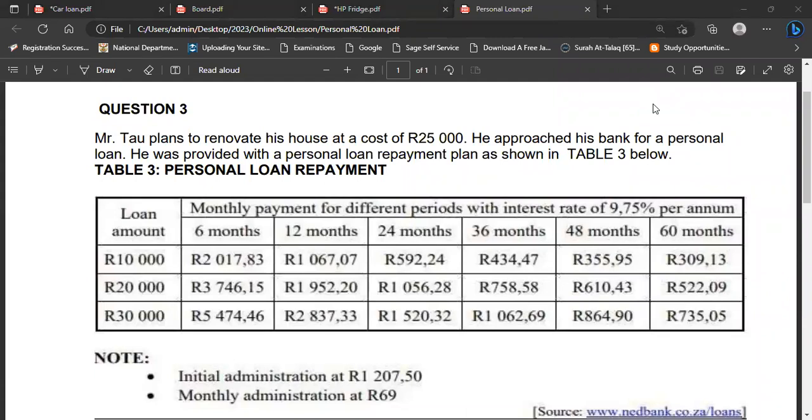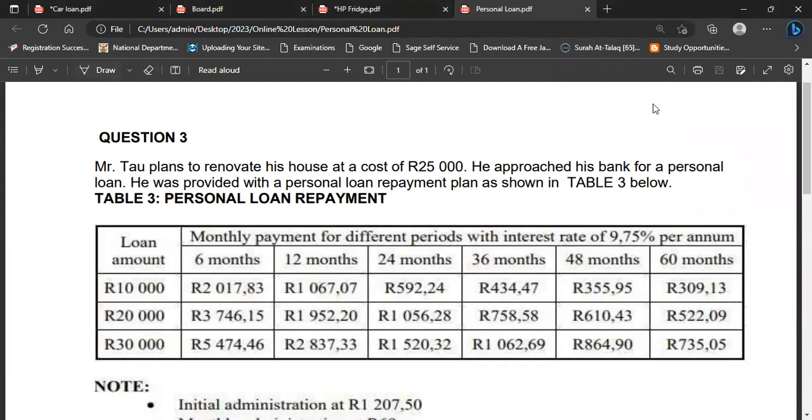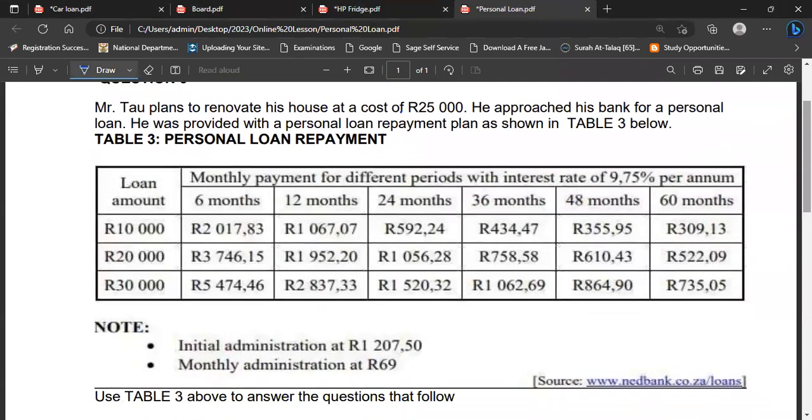Let's look at the personal loan. The person wants to renovate the house and he needs 25,000. He approached his bank for the personal loan. He was provided with a personal loan repayment plan as shown in table 3 below. All you have to know is for how long.